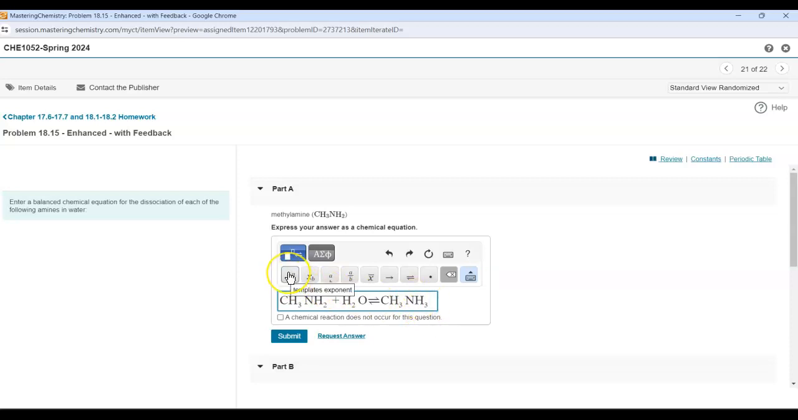Now this should be NH3. And we need to include the positive charge as a superscript. So click superscript and enter plus. Then that is the methylammonium, which is one of the products. The other product is hydroxide ion.